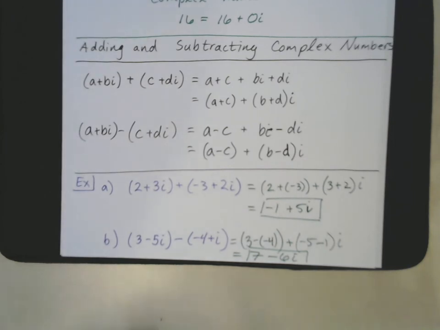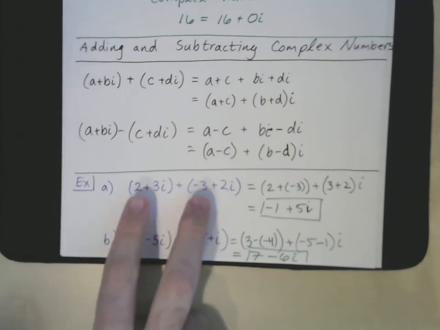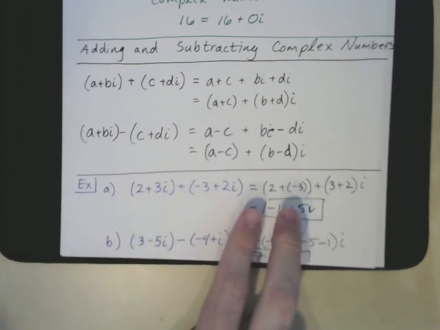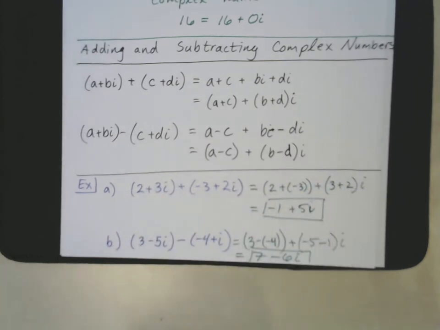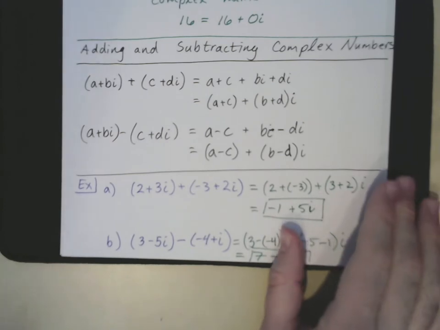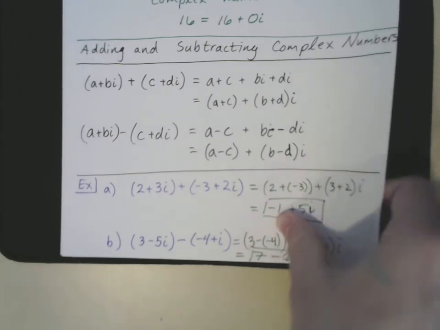So, adding, subtracting, not super difficult. You've got to get used to matching up the right pieces and putting them together. And then once you get the hang of that, it'll feel a lot like adding and subtracting regular numbers. So multiplying and dividing complex numbers is a little bit different. So let's talk about multiplying first.